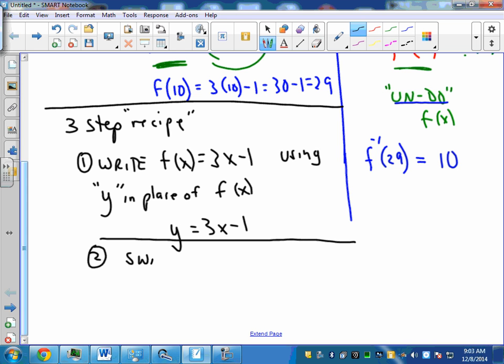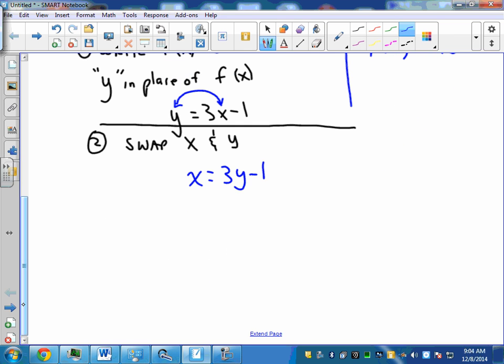Swap x and y. So what we're going to do is we're going to change places with the x and the y. We're going to write that equation down now. X is equal to 3y minus 1. And so that's the second step.